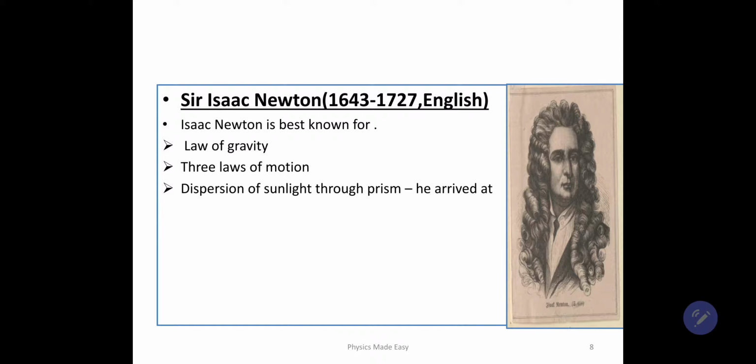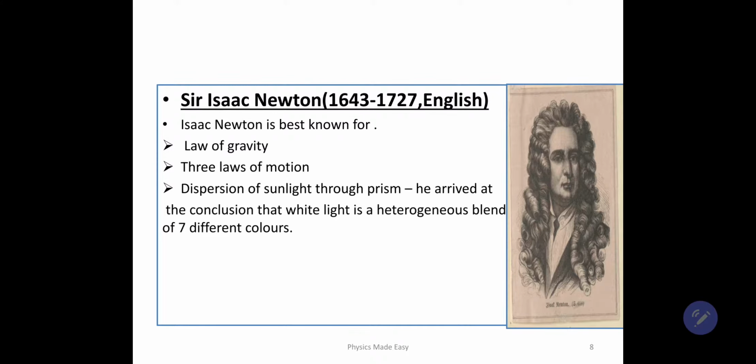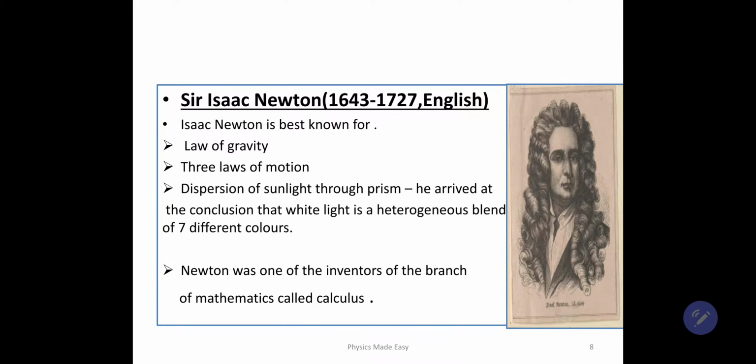During his time, white light was considered to be a uniform or a homogeneous thing, but his experiments with the prism questioned this view on white light, and he arrived at the conclusion that the white light is a heterogeneous blend of 7 different colors. He was also one of the inventors of the branch of mathematics called calculus.